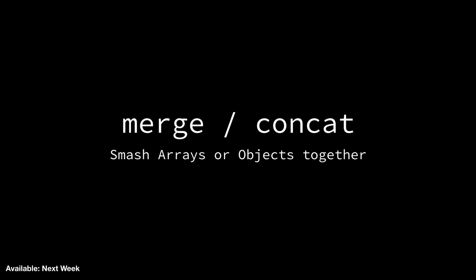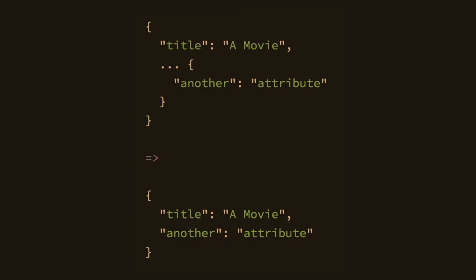One thing that we also lacked was the ability to merge objects and concatenate arrays. So if you have an object, like this outer object here, and you want another object to be smashed into the other one, so they are on the same level, you can use the dot, dot, dot operator. So you can merge them.